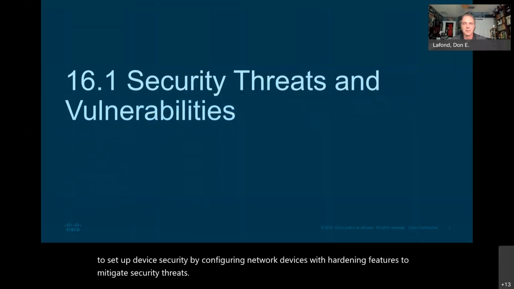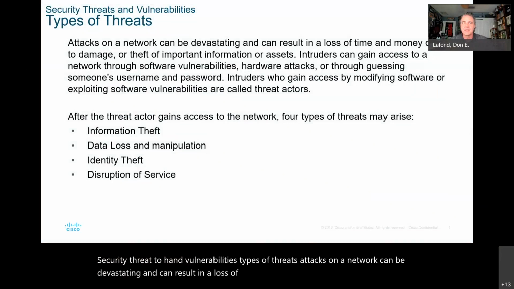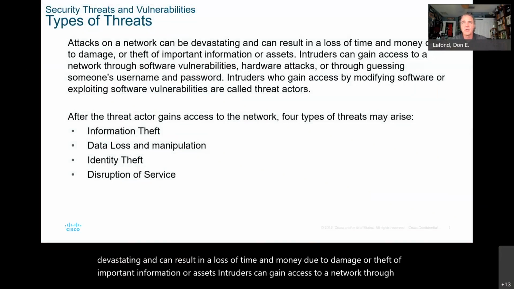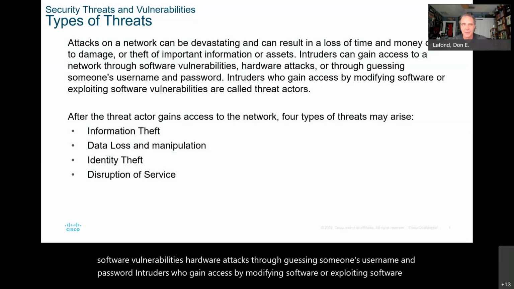Security threats and vulnerabilities. Types of threats. Attacks on a network can be devastating and can result in a loss of time and money due to damage or theft of important information or assets. Intruders can gain access to a network through software vulnerabilities, hardware attacks, or through guessing someone's username or password. Intruders who gain access by modifying software or exploiting software are called threat actors.